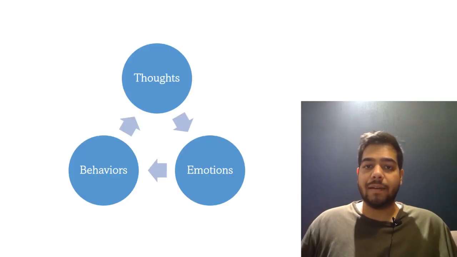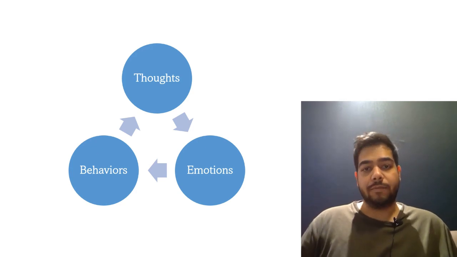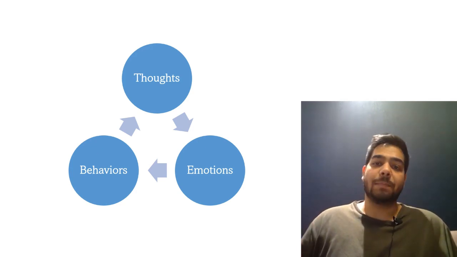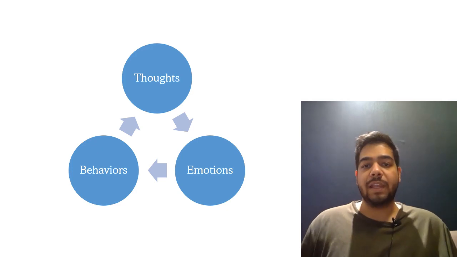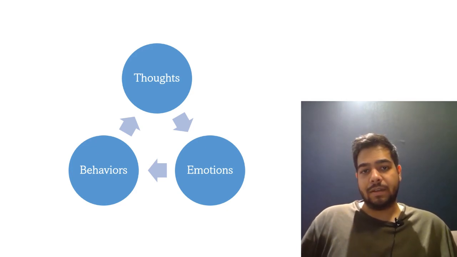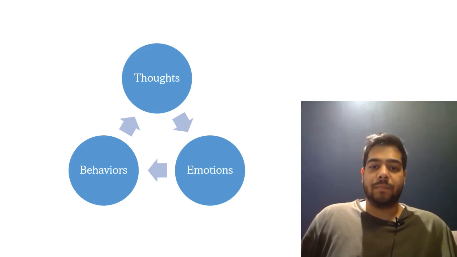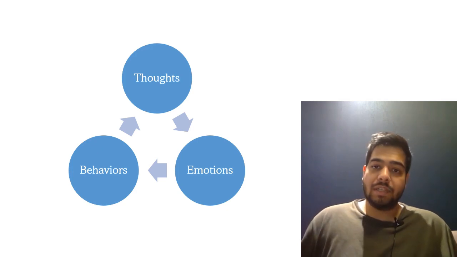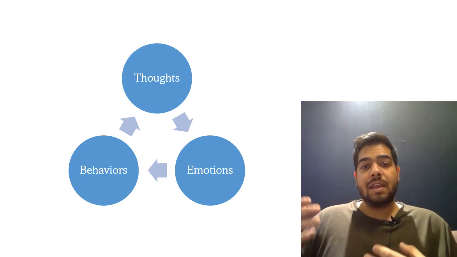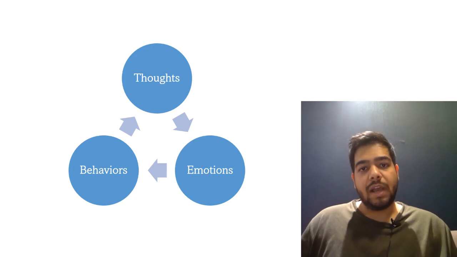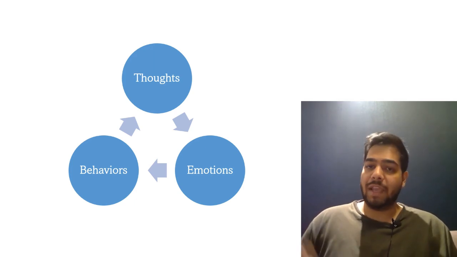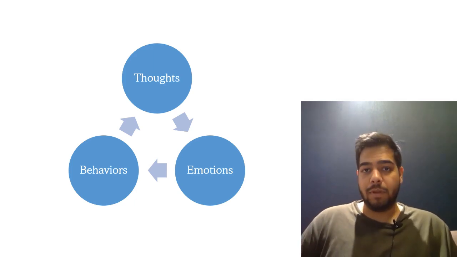What you see on the screen right now is called the Beck's cognitive triad, and this is the basis for cognitive behavioral therapy, which is the treatment for depression. The triad says that you have some thoughts, and these thoughts lead to your emotions, and your emotions lead to your behaviors, and this is more of a loop.